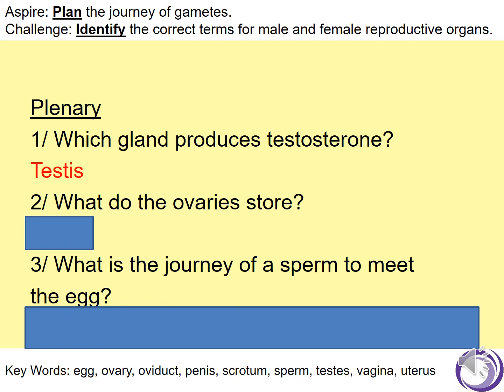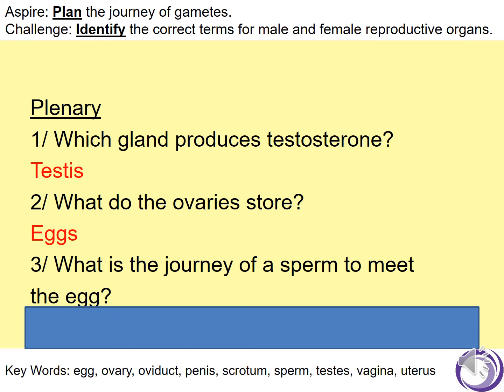Now I've changed question 2 slightly and changed the direction. What do the ovaries store? And this isn't about hormones, this is about eggs. And then here comes a long old list. What is the journey of a sperm to meet the egg? So there's no temporal connectives, there's just a list under here. If you close your eyes and picture the journey you've just written about, how far do you get with that?